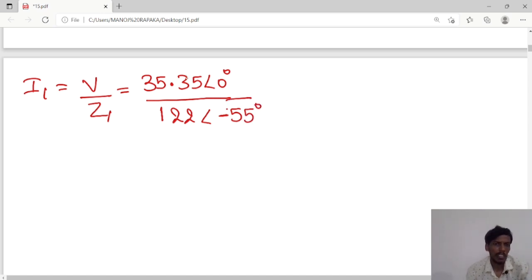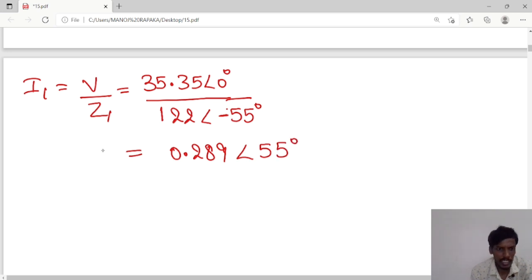So it is in the form of R1 angle theta 1 by R2 angle theta 2. So we can convert it into R1 by R2, angle theta 1 minus theta 2. So 35.35 by 122 gives 0.289, and the angle will be 0 minus minus 55, which is 55 degrees. So 0.289 at an angle of 55 degrees. This is I1 in the polar form.